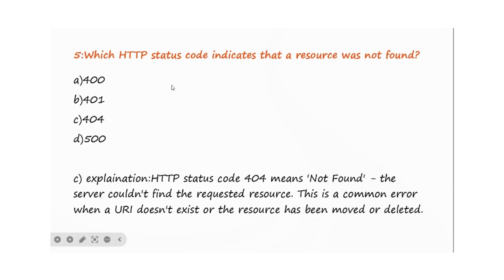Which HTTP status code indicates that a resource was not found? Option C, 404. HTTP status code 404 means not found. The server could not find the requested resource. This is a common error when a URI does not exist or the resource has been moved or deleted.